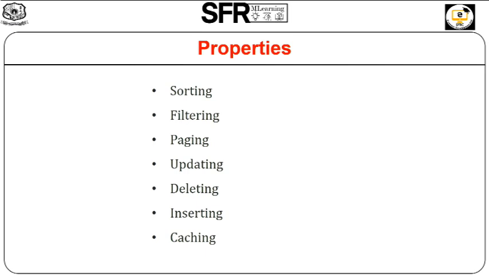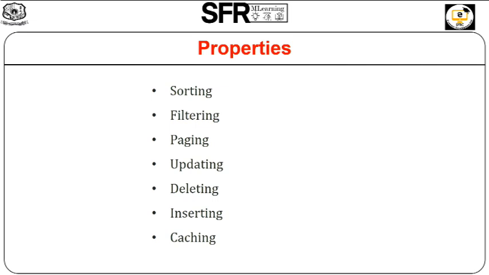The fourth feature is updating. Set the UpdateCommand property to a SQL statement which is used to update the data. This statement is typically parameterized. The next one is deleting. Set the DeleteCommand property to a SQL statement which is used to delete the data. This statement is typically parameterized. Next, inserting. Set the InsertCommand property to a SQL statement used to insert data.